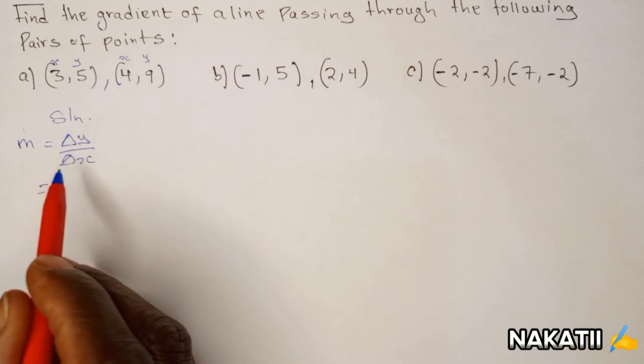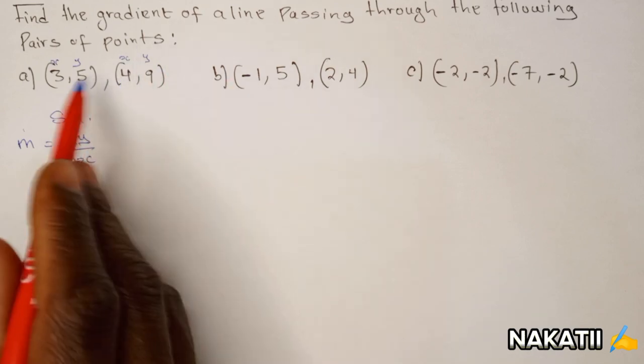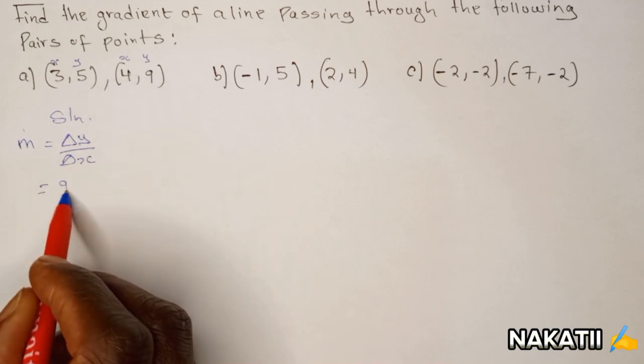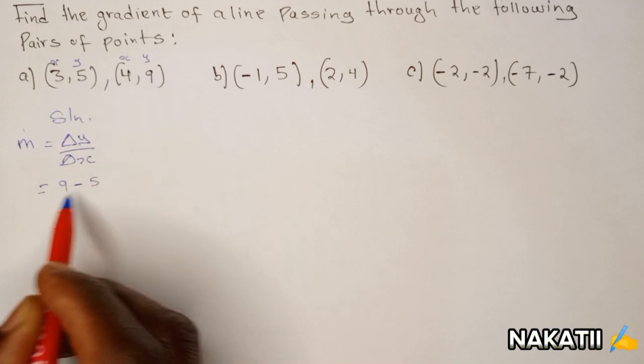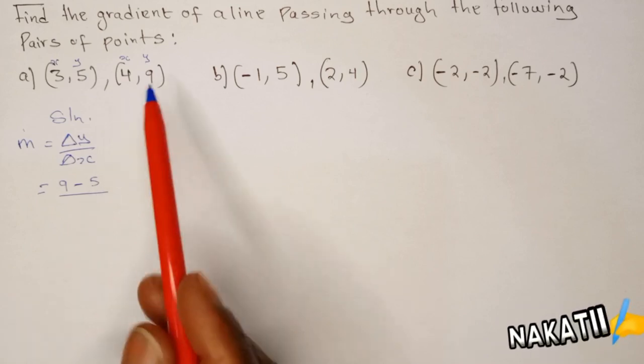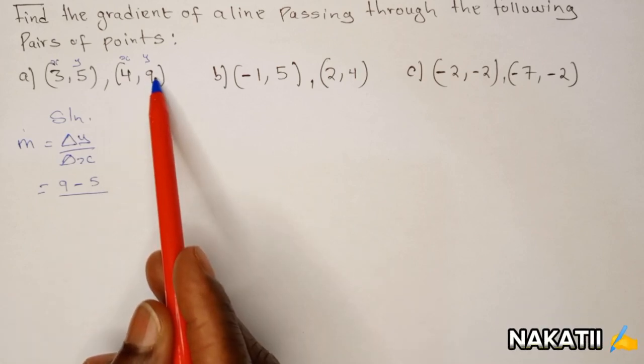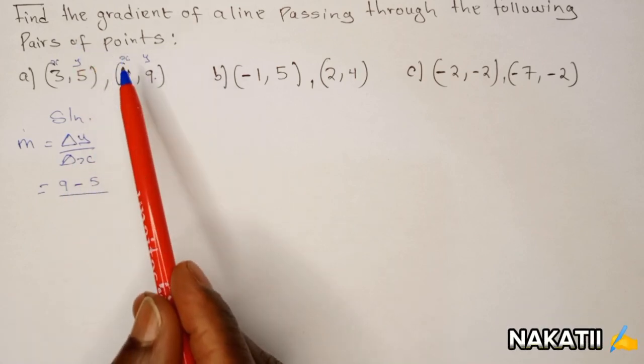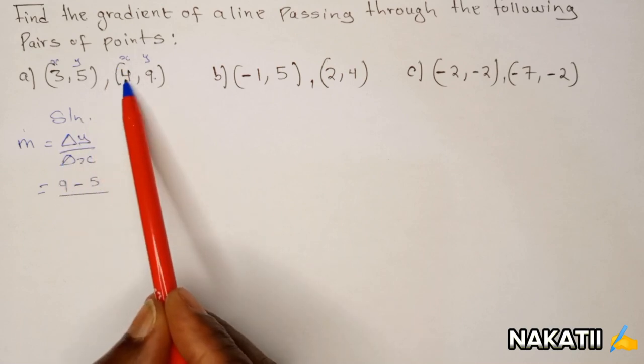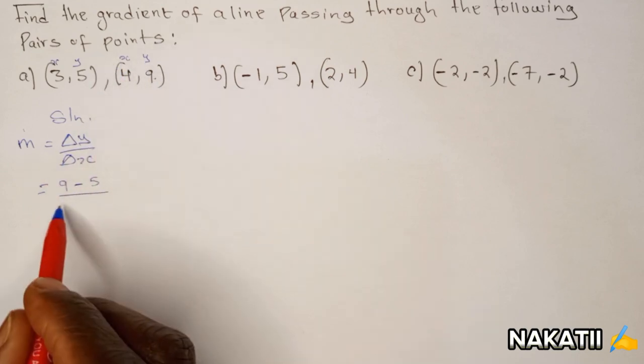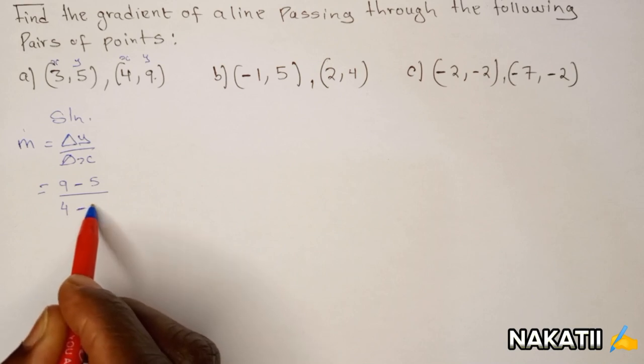So for example, this one, it will be change in y. So I take 9 minus 5 divided by change in x. I started with y in the numerator, so down here, change in x, I will also start with 4. So it will be 4 minus 3.